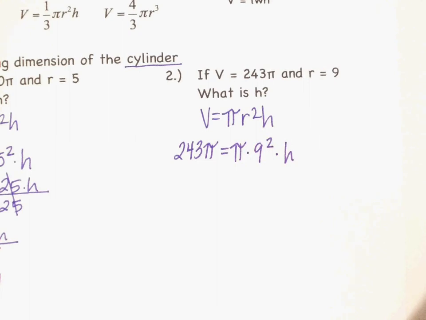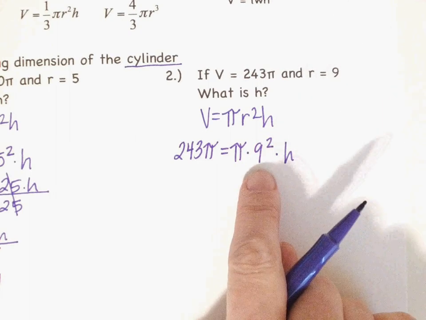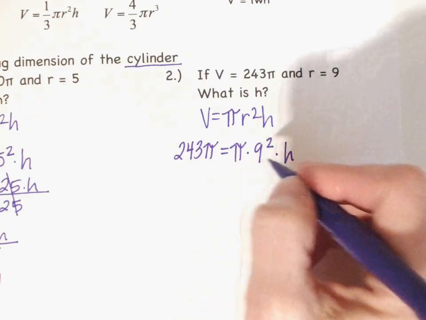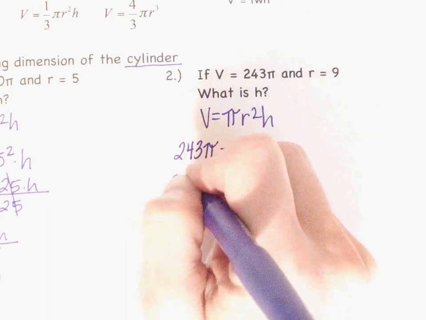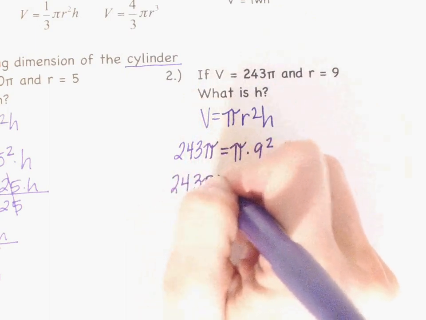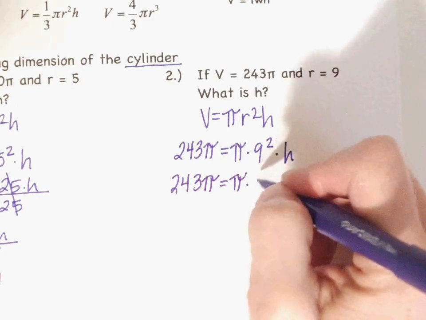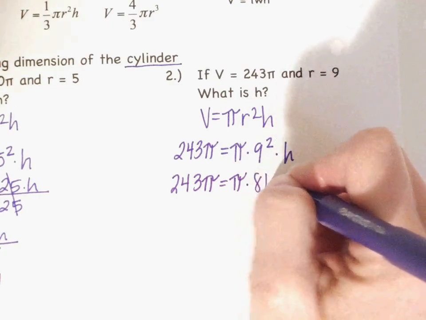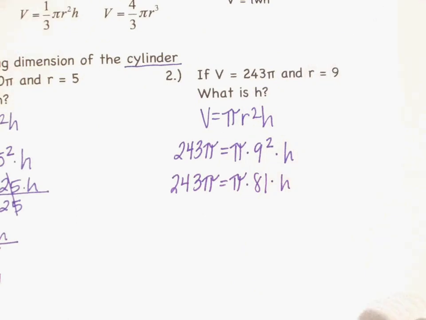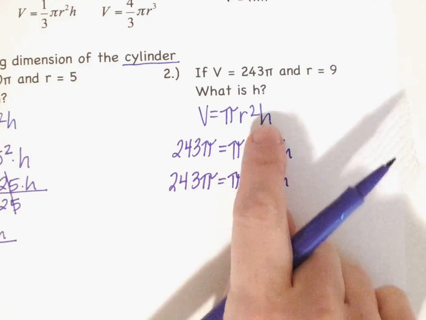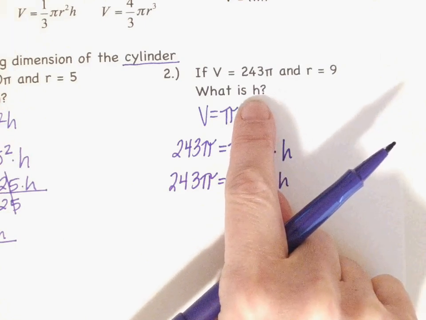Okay. So same thing, order of operations tells me if I have anything that needs to get squared, I need to do that first before we do anything else. So I'll recopy everything and then do 9 squared. So 243 pi equal to pi, and then that 9 squared is 81, 9 times 9, and then times h. So everything is dropped down except we did 81. Now again, my goal is to get h by itself because it's asking for what is h.